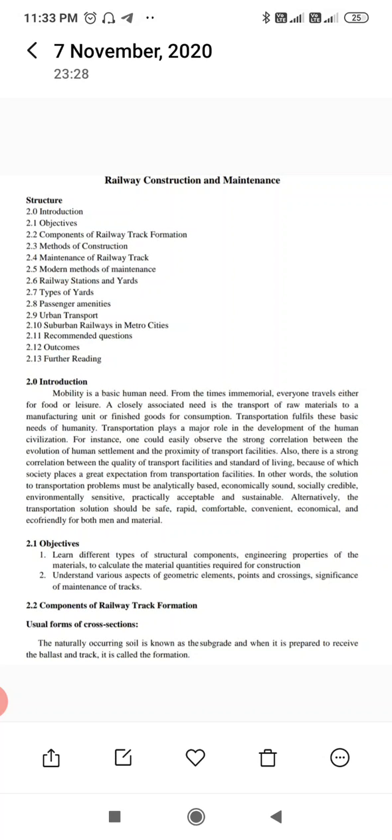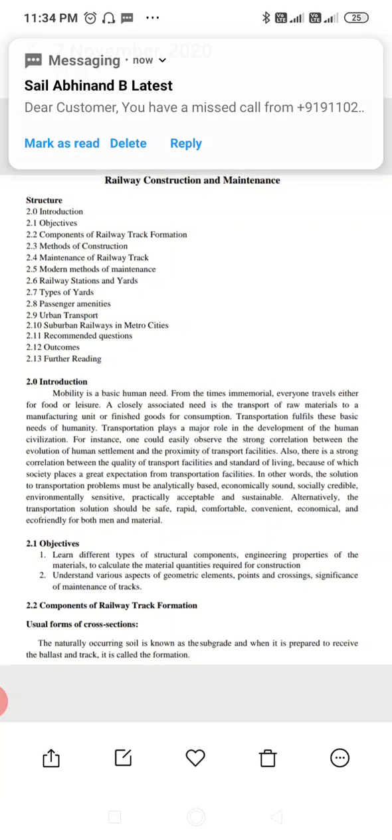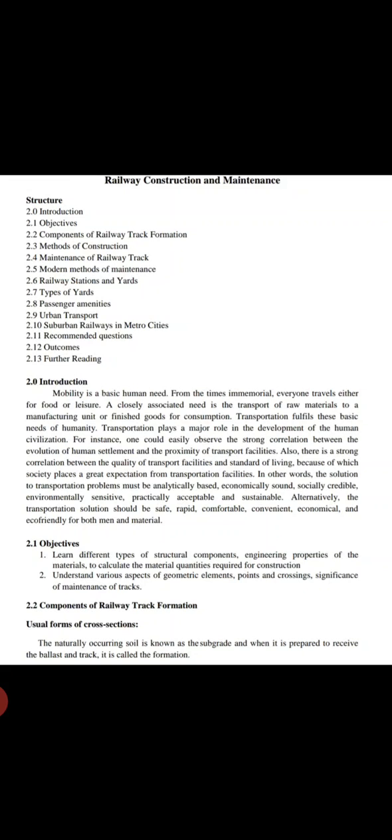Objectives: learn different types of structural components and engineering properties of the material to calculate the material quantities required for construction. Understand the various aspects of geometrical elements, points and crossings, significance of maintenance of tracks, and components of railway track.